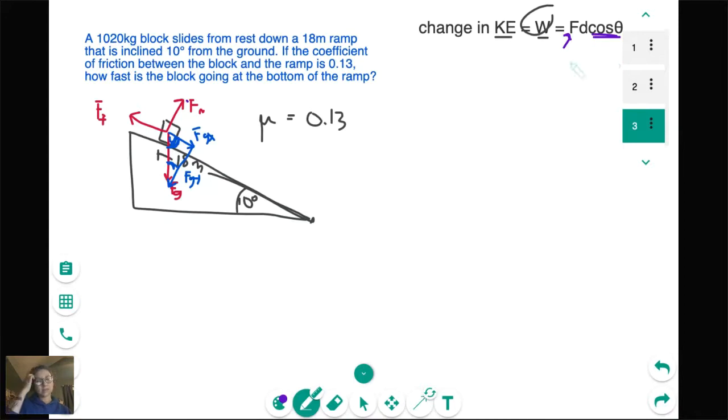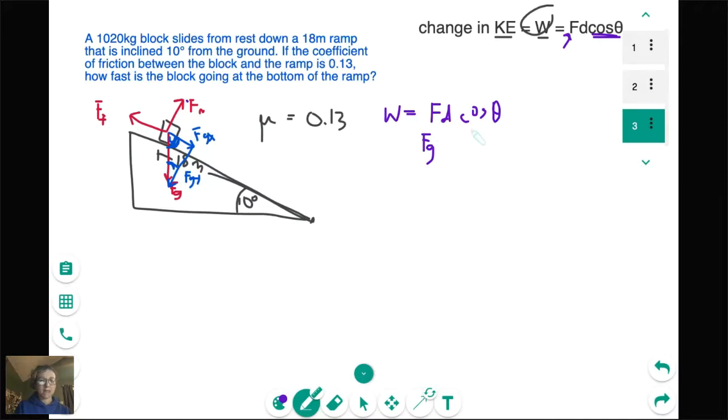So you can conceptualize it a couple different ways. You can either say FD cosine theta. Work done is going to be FD cosine theta. So the F might just be FG, not FGX or FGY. The distance will be the distance it slides down the ramp, which is 18.